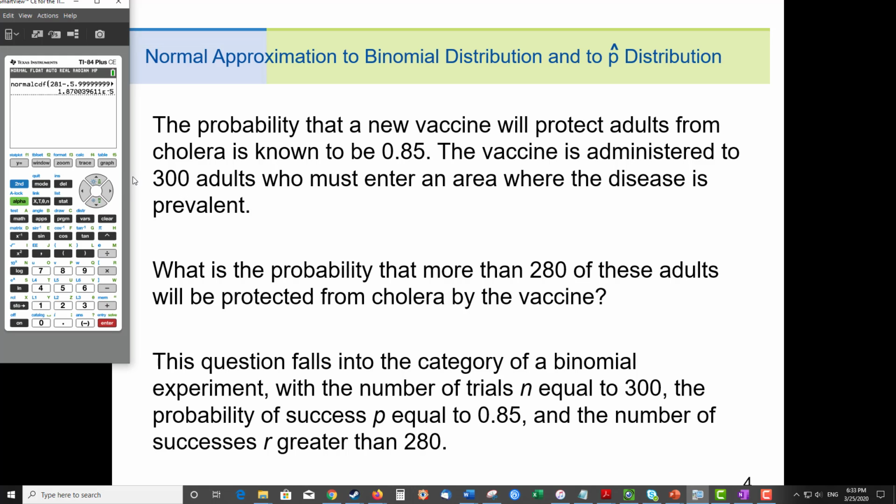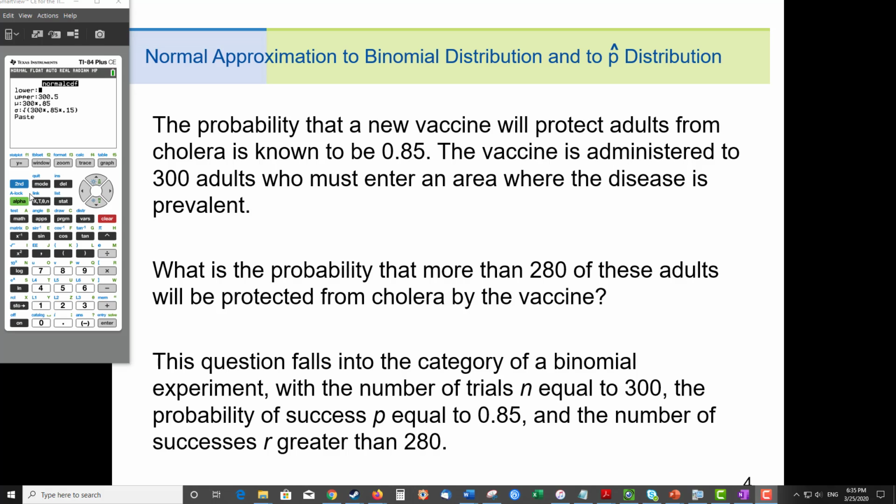So there is, if I did everything correctly here, a very low probability that more than 280 of these adults will be protected from cholera by the vaccine. We have 0.0002 approximately. So that would not maybe be the best vaccine to use in this situation.